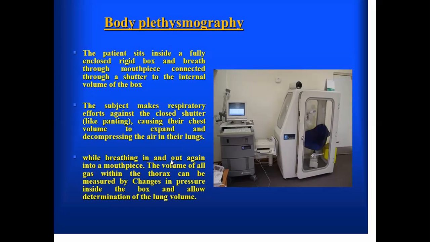While breathing in and out into a mouthpiece, the volume of all gas within the thorax can be measured by changes in the pressure inside the box, which allows determination of the lung volume. By taking the inhale and exhale process, there is a change in the thorax of the body, and due to that there are variations in the air present in the rigid box. Those variations will be recorded using the pressure transducer.